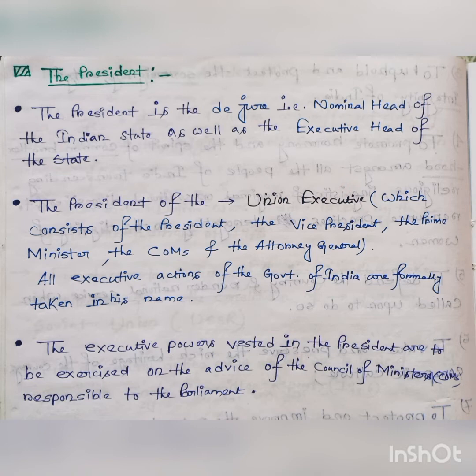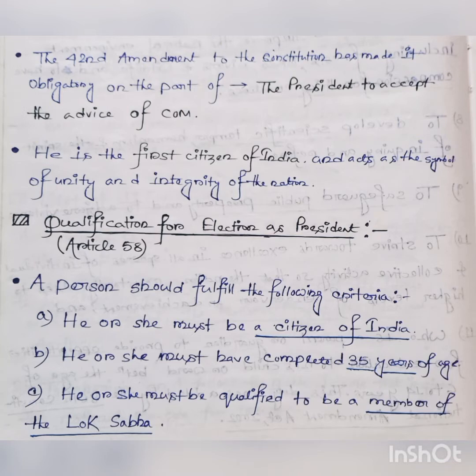Next point, the executive powers vested in the President are to be exercised on the advice of the Council of Ministers, which is responsible to the Parliament. Next point, the 42nd Amendment to the Constitution has made it obligatory on the part of the President to accept the advice of the Council of Ministers. Next point, he is the first citizen of India and acts as the symbol of unity and integrity of the nation.